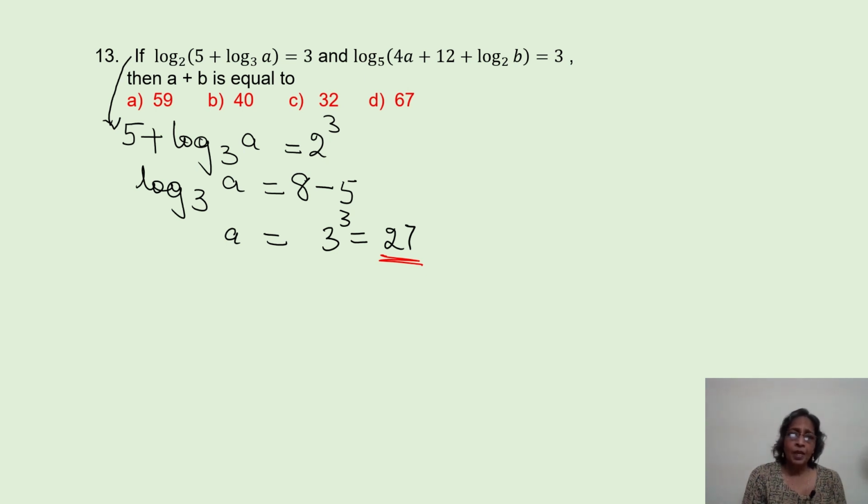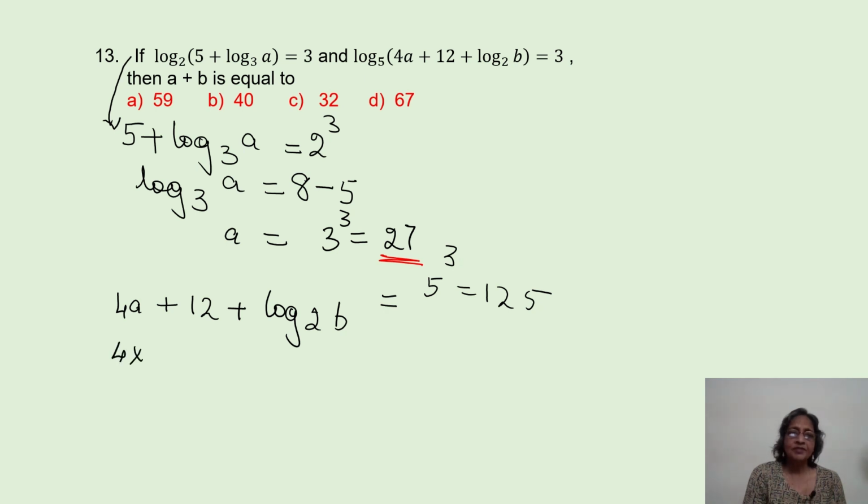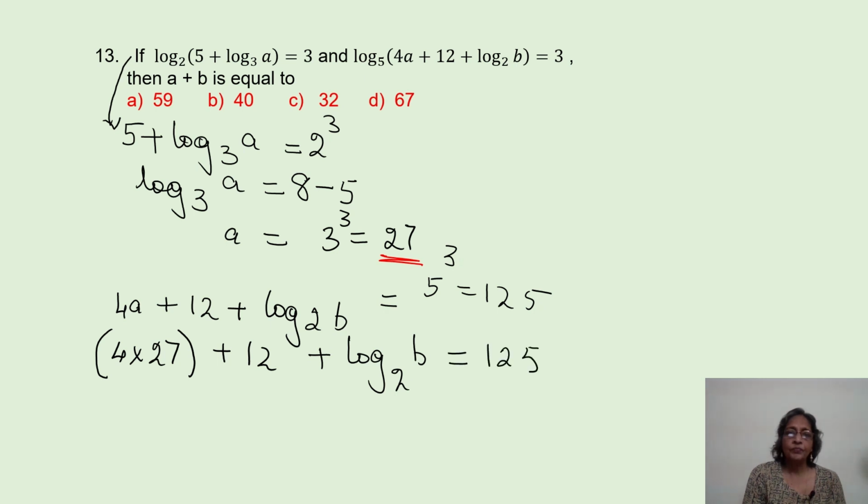Again, in the first step, we are going to convert the log to an index number. So we'll get 4a plus 12 plus log of b to the base 2 equal to 5 raised to 3, which is nothing but 125. Put the value of a, which we have got over here as 27. So 4 into 27 plus 12 plus log of b to the base 2 is equal to 125. It's a simple value that you can get.